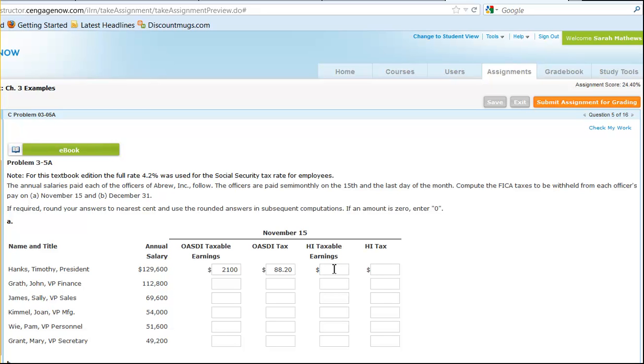But now for his high tax, it's $5,400. Okay, because if we take his annual salary divided by 24 paychecks, we get $5,400, and we take that times our rate of 0.0145, and we get $78.30.